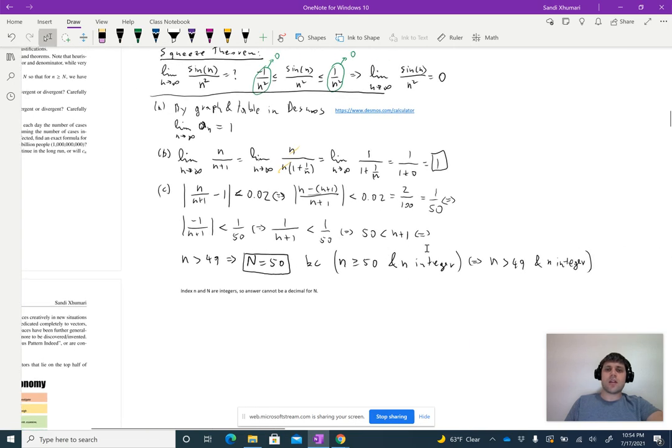Notice here that n has to be an integer because we're finding the index of the sequence. That makes this true. So n greater than or equal to 50, and n being an integer, is equivalent to n being greater than 49 and n being an integer.